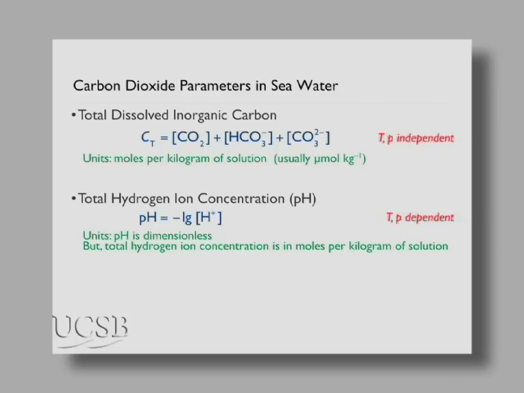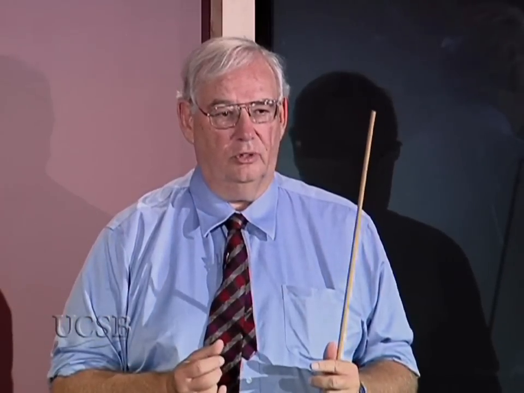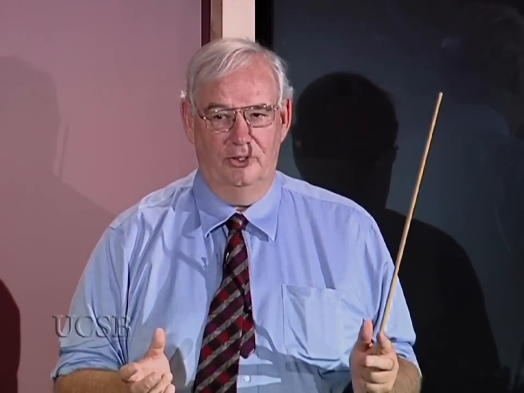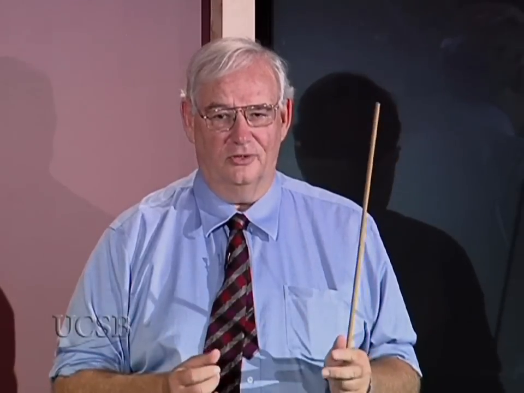Another advantage of the temperature and pressure independence is if you mix two seawaters of different total carbon, you can tell simply by the proportions of the mixture and the total carbon of the individual parts what the mixture's total carbon will be. This doesn't work for pH. You can't just mix two solutions and say the average will tell me what the pH is. It won't.